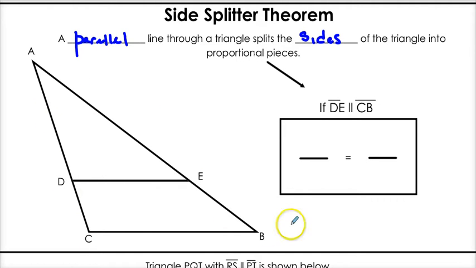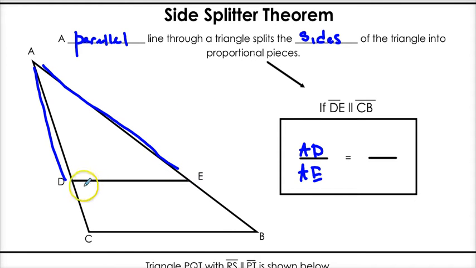So if DE is parallel to CB, which it is, then we know that the ratio of AD, which is this side right here, to AE, which is this side right here, is the same as the ratio of DC to EB. Now I'm going to say this. We can only use this theorem if this line going through the middle of the triangle is parallel to the base. If it's not parallel, you can't use it.